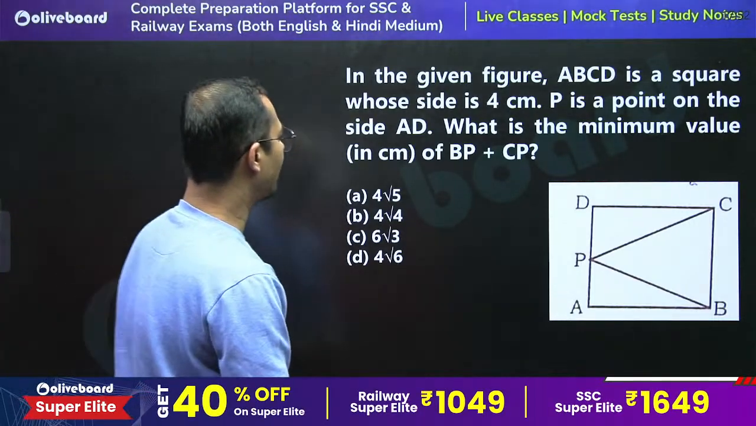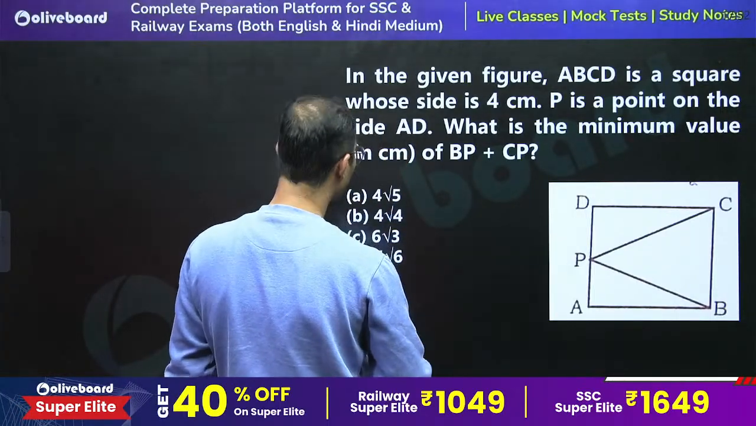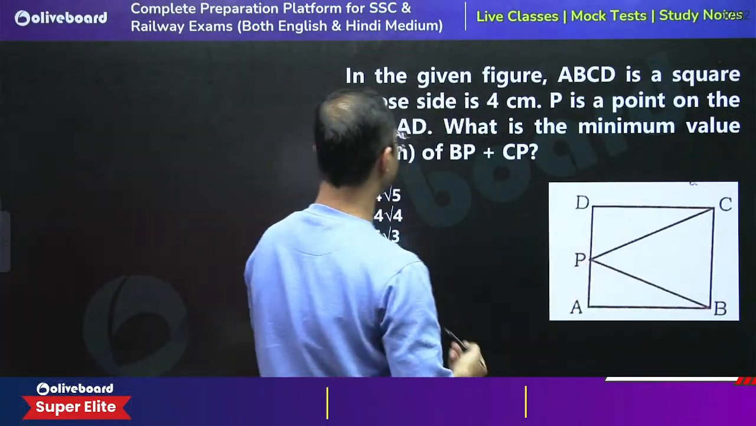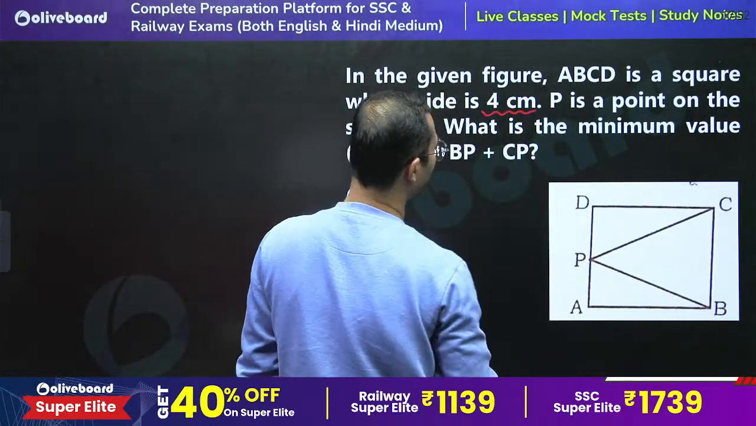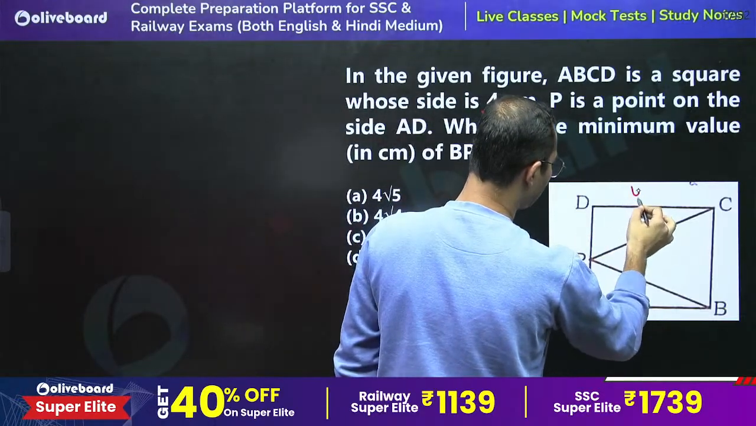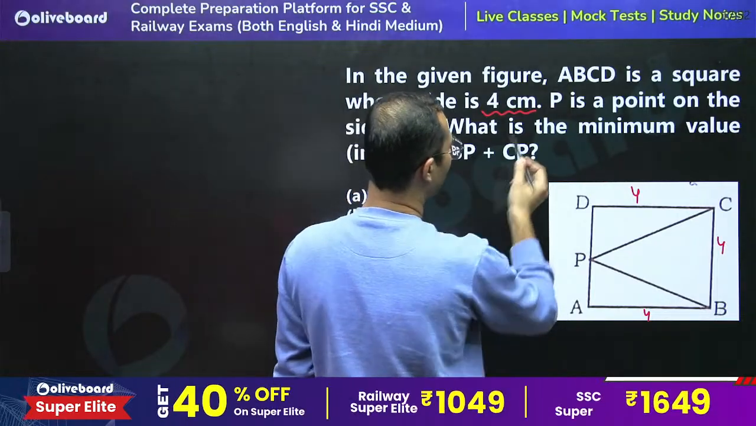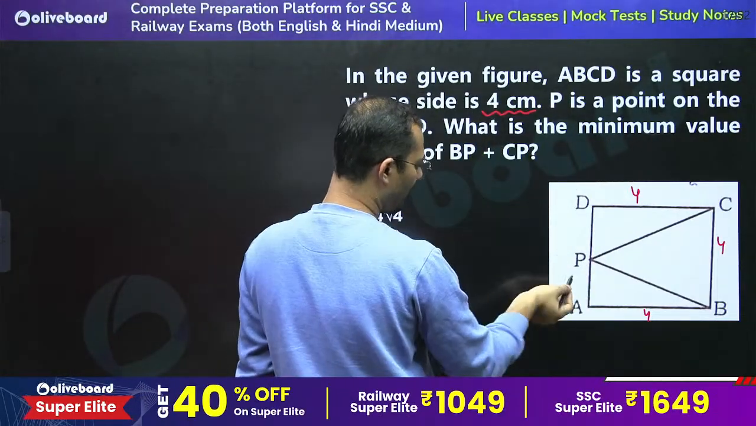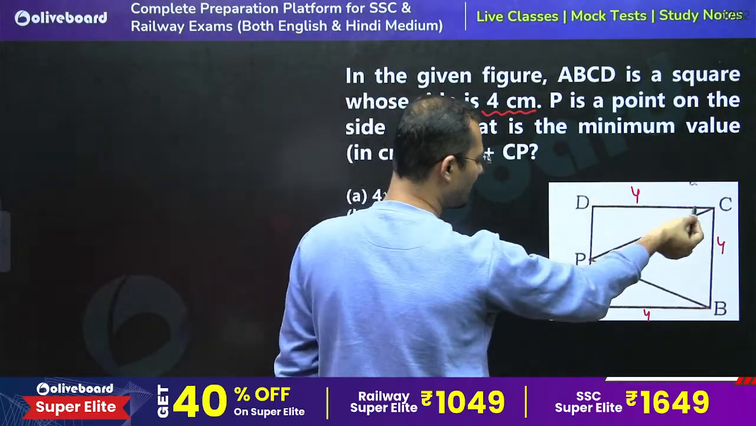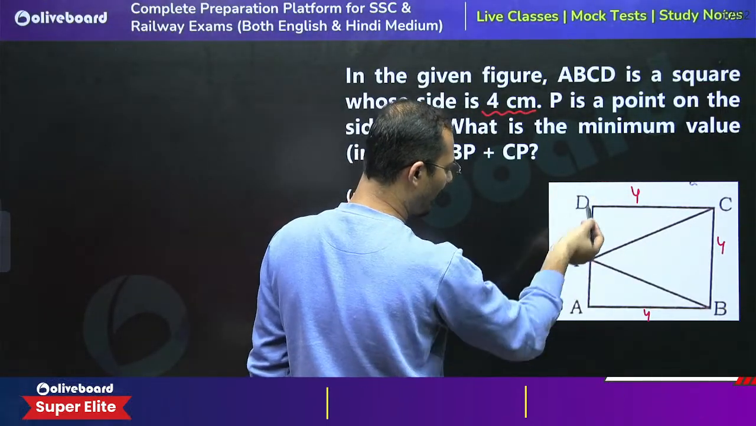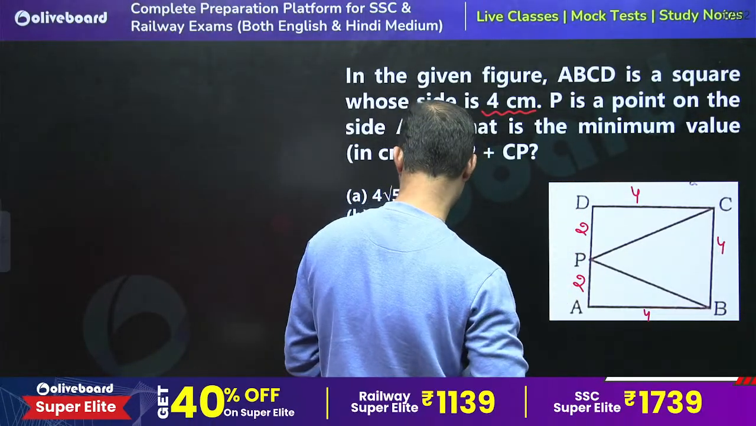See, in the given figure, ABCD is a square whose side is 4 centimeter. If the side is 4 centimeter, so this is 4, this is 4, this is also 4, and this is also 4. Okay. P is a point on the side AD. What is the minimum value? See, if we have to calculate the minimum value, for minimum value we have to divide it in equal parts, right? So here we can say that it is 2 and it is 2. Yes. Is this clear?